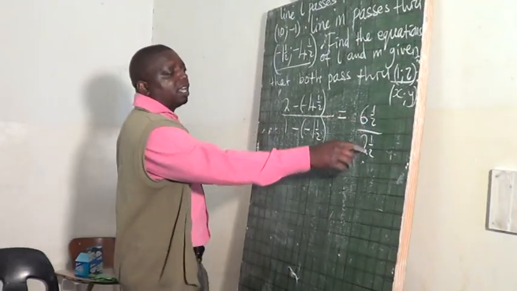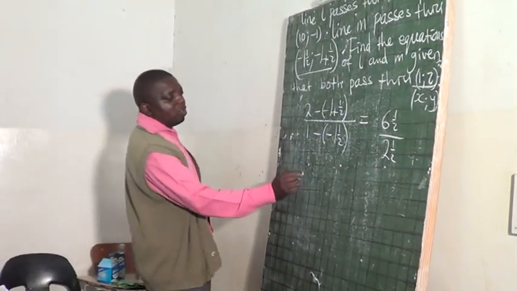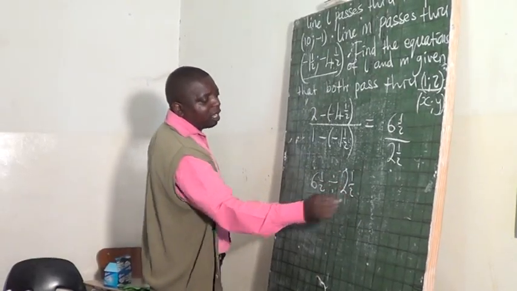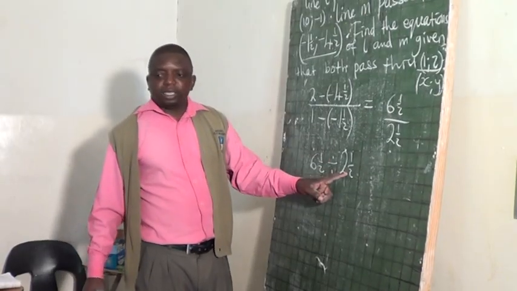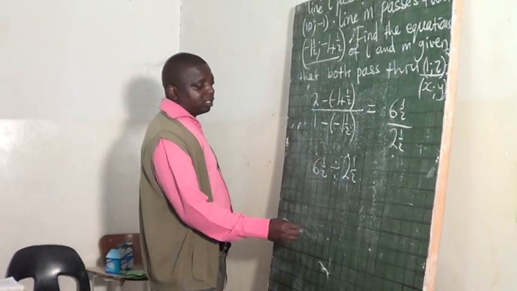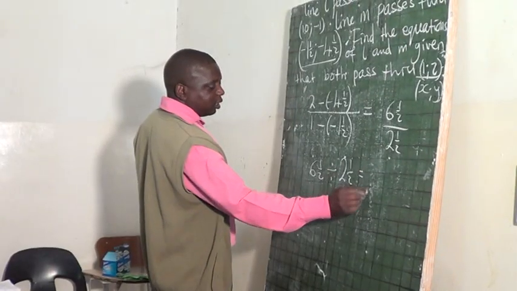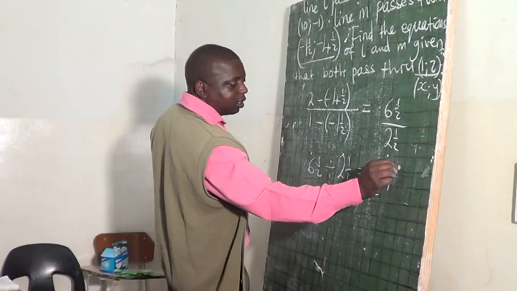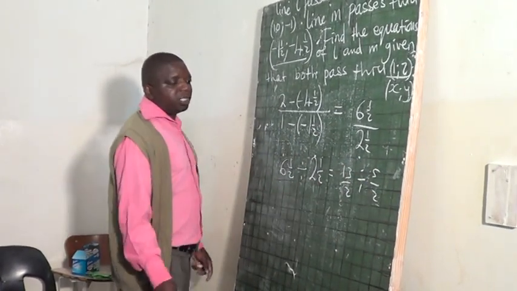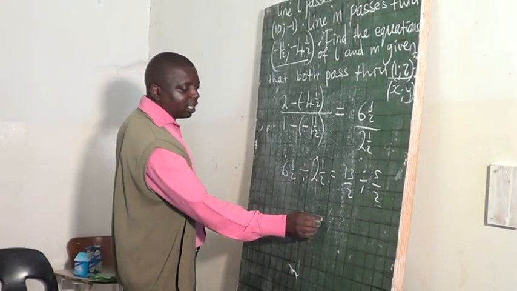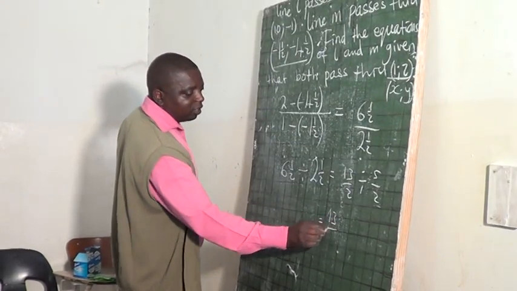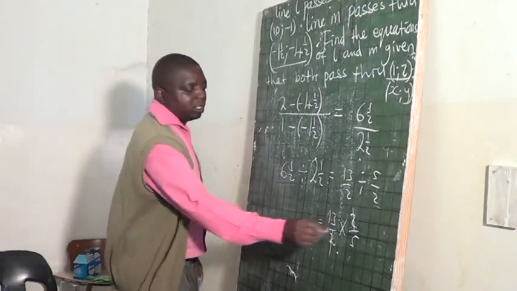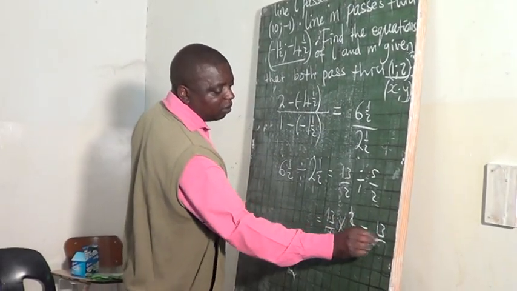We are dividing 6 and a half by 2 and a half. Express them as improper fractions: 13 over 2 divided by 5 over 2. You change the division sign to a multiplication sign and invert the divisor. So 13 over 2 times 2 over 5. The 2s cancel, so we get 13 over 5.